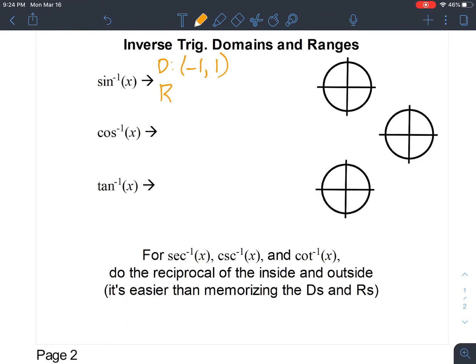Then the range. Initially, thinking of what the range is going to be is a little tricky, but I have a way that I think will make it a lot easier for us. I've got a bunch of unit circles over here, and I'm going to label this first one up at the top arcsine of x. The rule that we have for arc-trig functions is that we need one positive quadrant and one negative quadrant. Finding the positive quadrant is very easy. That's always the first quadrant.